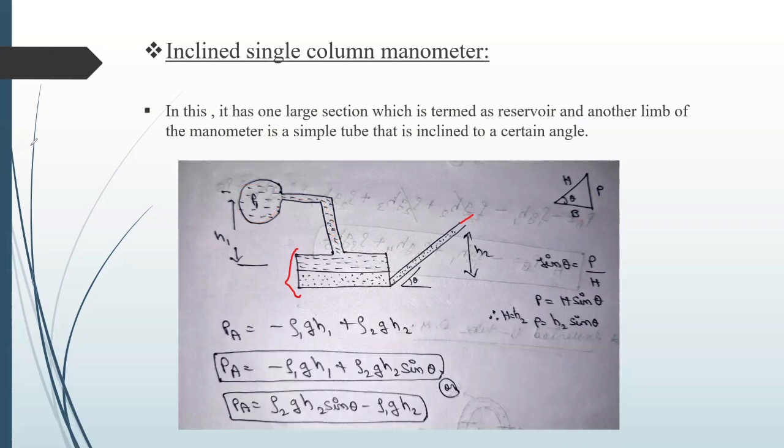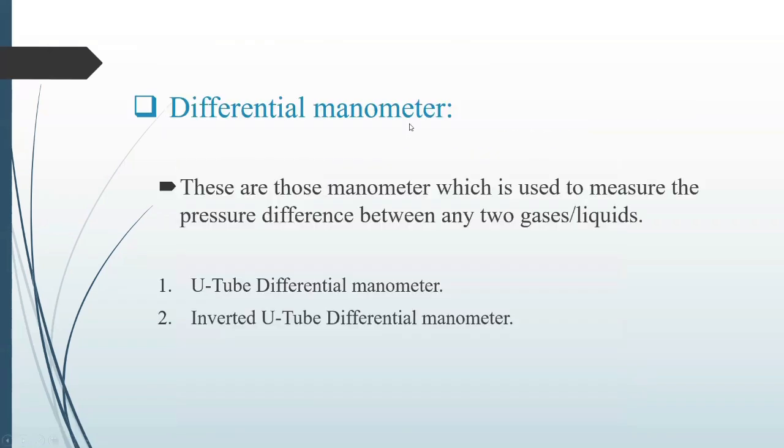Next we will study the differential manometer. Differential manometer is nothing but the manometer which is used to measure the pressure difference between any two gases or liquids. In a simple manometer we studied that there is one reservoir and only one pressure is applied. But in a differential manometer there will be three liquids and pressure will be applied from two sides. And there are two types: one is the U-tube differential manometer and the inverted U-tube differential manometer.